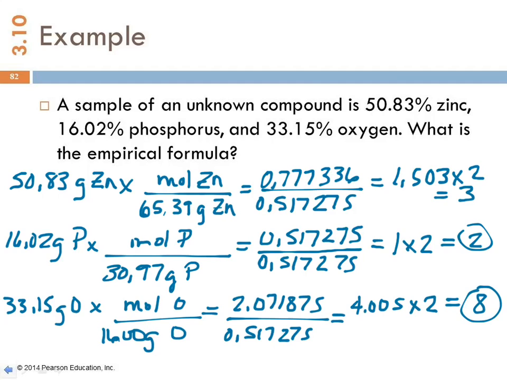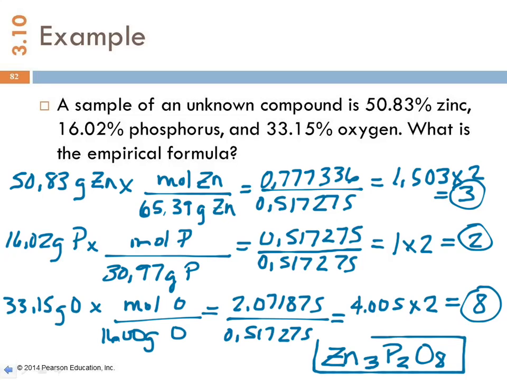These now are the subscripts for our chemical formula. So the empirical formula would be Zn3P2O8. And that's the empirical formula. Any questions? Yes?